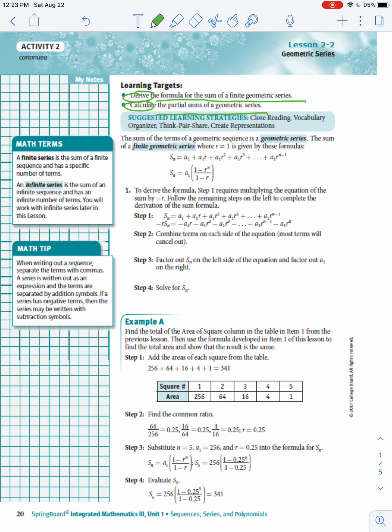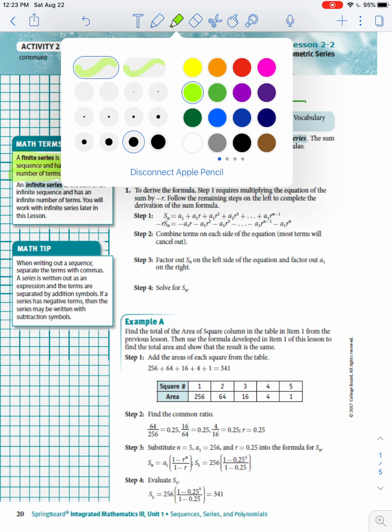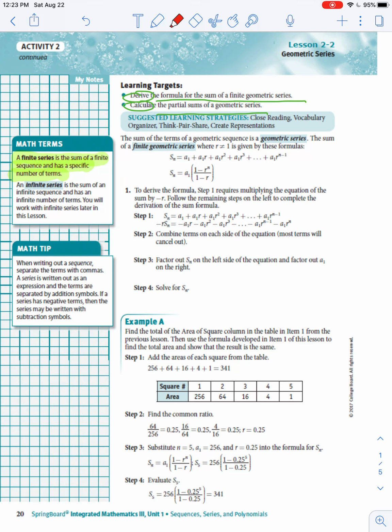I'm going to start with some math terms that we see along the side just to review those. The first one is finite series. A finite series is the sum of a finite sequence and has a specific number of terms. That means the sequence has a last term to it. Our infinite series, however, is the sum of an infinite sequence and has an infinite number of terms. And later on in this lesson, not right away, we're going to look at the infinite sum and an infinite series.